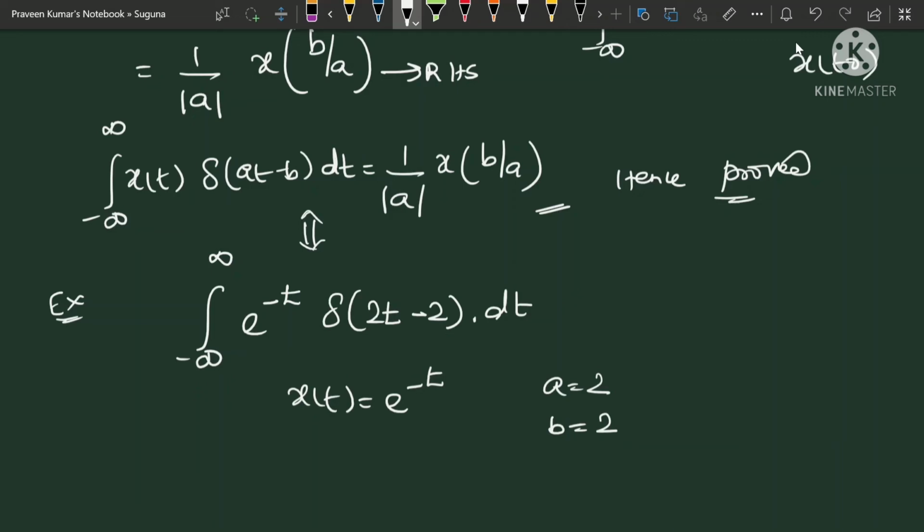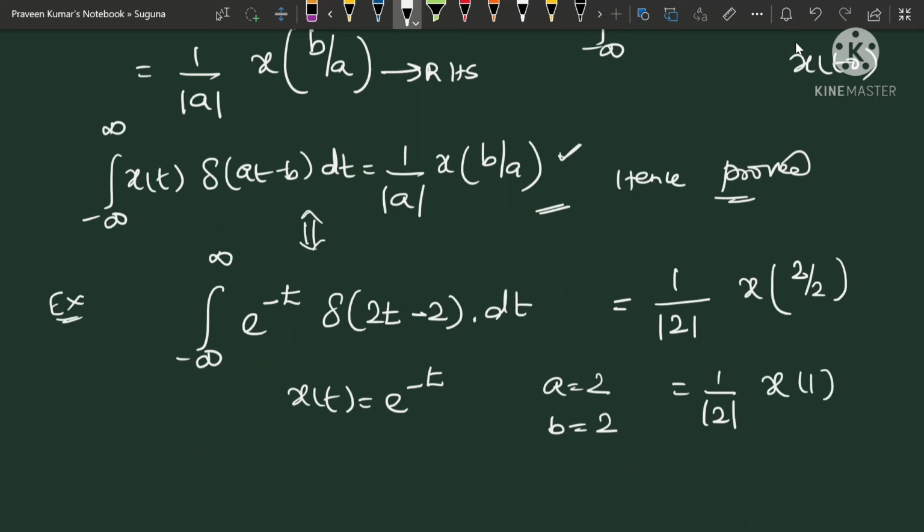Okay, if you remember this equation, you can directly apply it. So what is the expression? This is equal to 1 by modulus of a. Modulus of a is 2, times x of b by a. A is 2, b is 2, so b by a is 2 by 2. So this becomes 1 by modulus of 2 times x of 1.